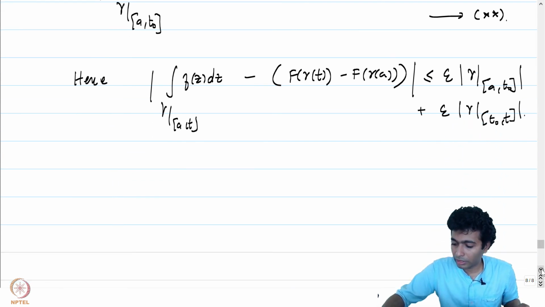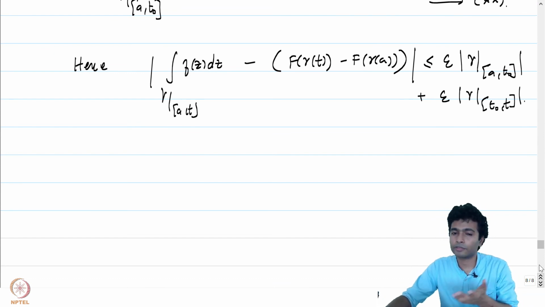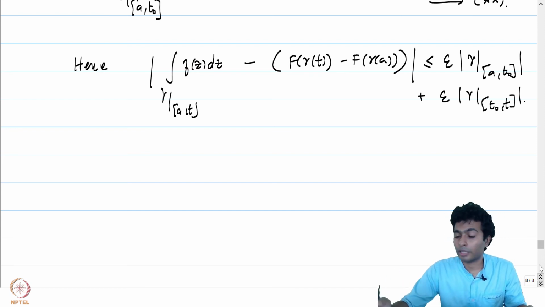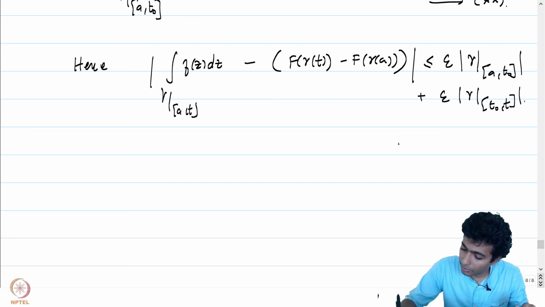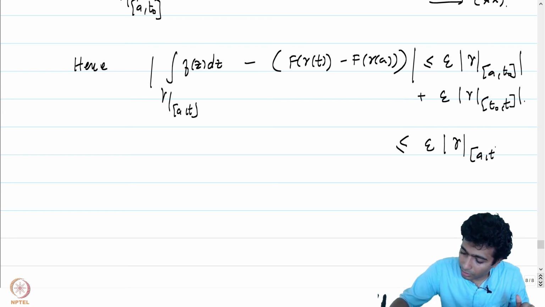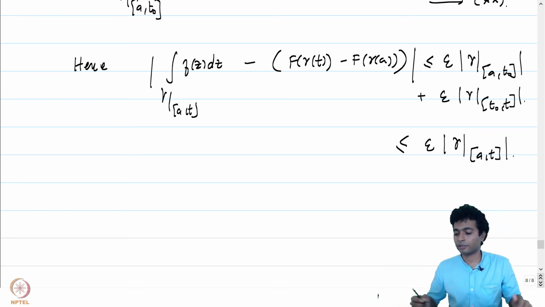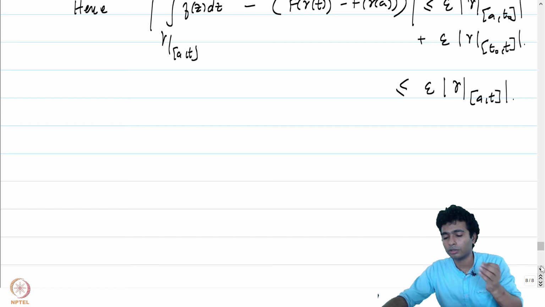And we know that the arc length of gamma restricted to a comma t is going to be equal to the sum of the arc length of gamma restricted to a comma t naught plus the arc length of gamma restricted to t naught comma t, which is in particular equal to epsilon times the arc length of gamma restricted to a comma t. And this is precisely what we had set out to prove. This is true for all t in t naught to t naught plus delta.